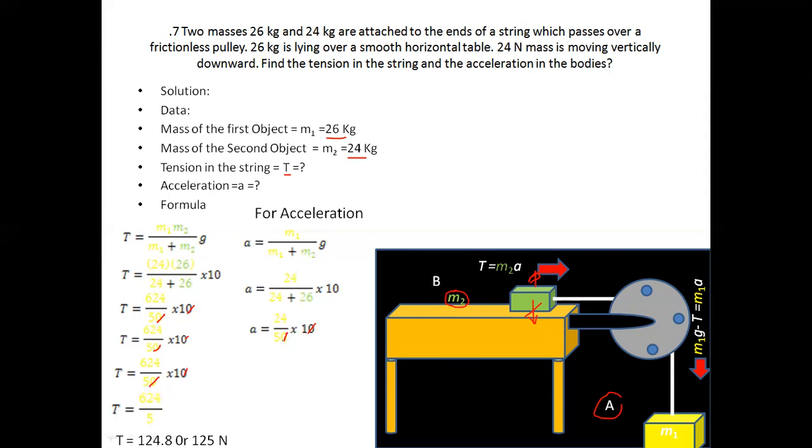So 10 ones are 10 and 10 fives are 50. So this will be 5. So 24 divided by 5, we will get 4.8 meter per second square, which is the acceleration of this body, which is moving due to the tension produced by mass m1.